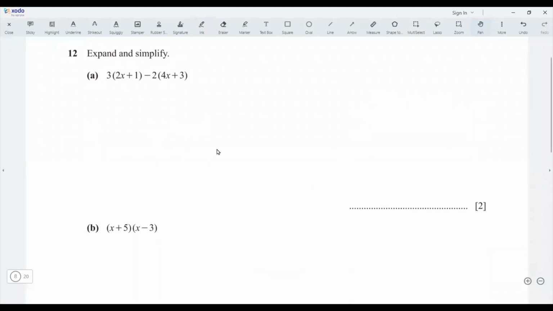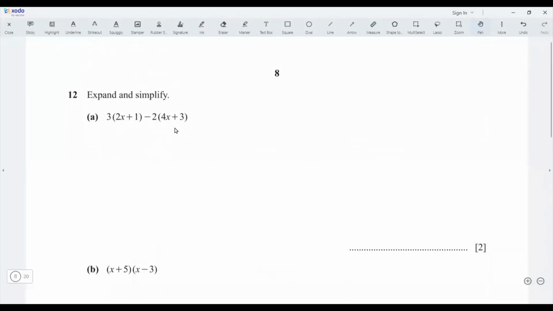So going to the next question. This is basic algebra. Open the brackets and simplify them. 3 times 2 is 6x. 3 times 1 is 3. Negative 2 will be multiplied with 4x, which is negative 8x. Negative 2 will be multiplied with positive 3, which gives negative 6. Like terms will be added or subtracted. So 6 minus 8 will be negative 2x. 3 and minus 6 will be minus 3.